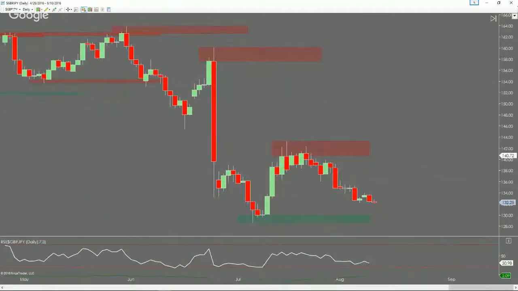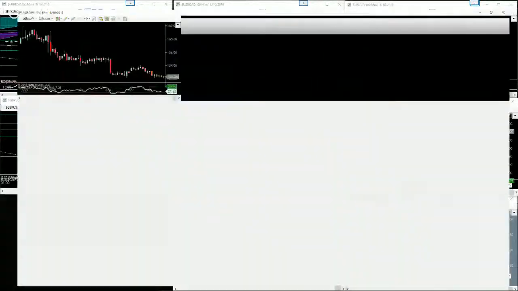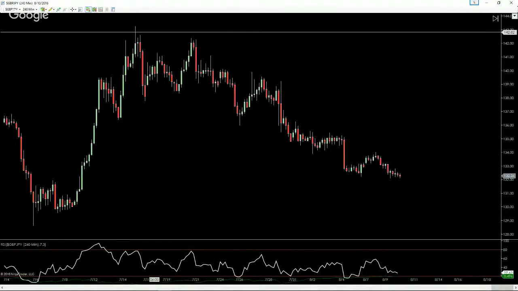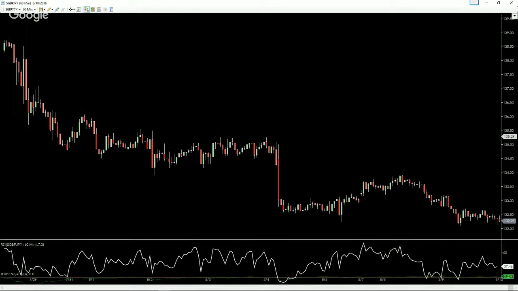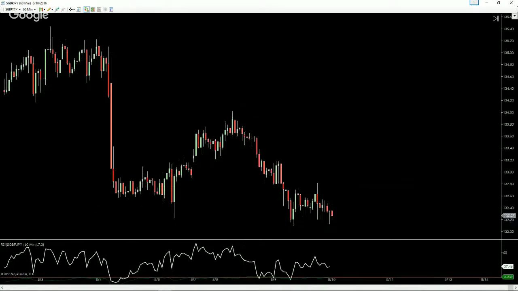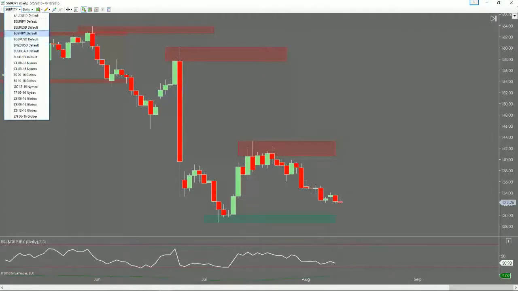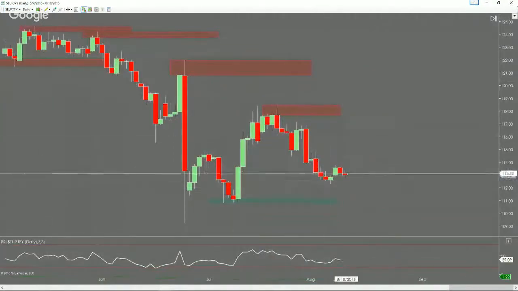All right, we have pound yen. Still in that range of structure. Let's go to the 240. Nothing much there. 60, not much there. We go to euro yen. Looks about the same price, still in the middle of those two structure levels.